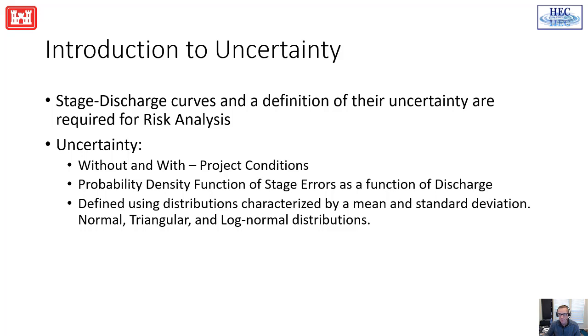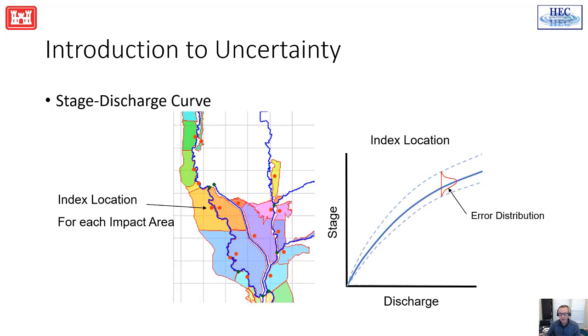Because we must create a relationship with project conditions, we most likely will need to develop a river hydraulics model to develop a mean stage discharge relationship and define the uncertainty about the rating with a probability density function. This probability density function, or PDF, is characterized by a mean and standard deviation using either a normal, triangular, or log normal distribution. Impact areas are used by FDA to group or aggregate structures together when considering flood damage.